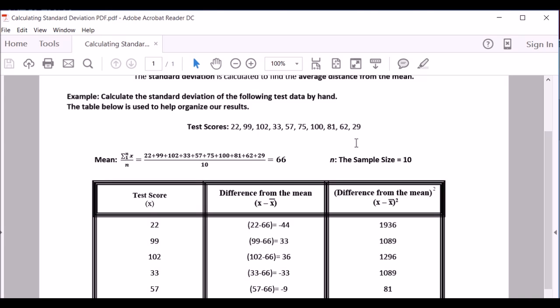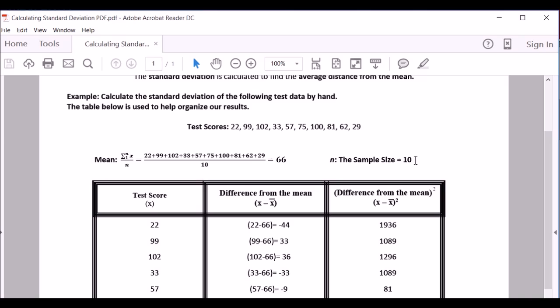We have those test scores that we're working with. First thing you want to do is find the mean. To find the mean, we added all these numbers up, and there were 10 of them, so we add them all up, divided by 10, and that's how we got this mean. Sample size: there's 10 elements, so this 10 is a sample size.